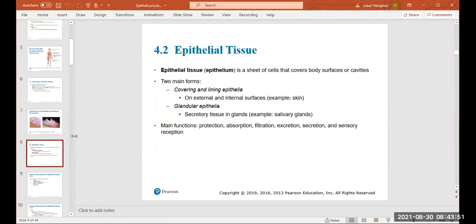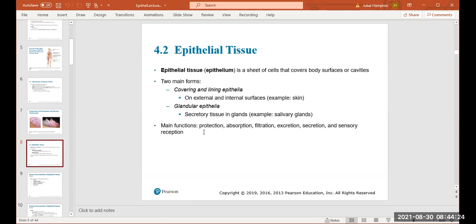All right, epithelial tissue is a sheet of cells that covers body surfaces or cavities. And there's 2 main forms, covering and lining epithelia. Covering external and internal surfaces. An example would be the skin. Skin is a form of epithelial tissue. And then we have glandular epithelium, and this is secretory. It's producing some product, and you find this in glands like salivary glands and sebaceous glands and sweat glands.